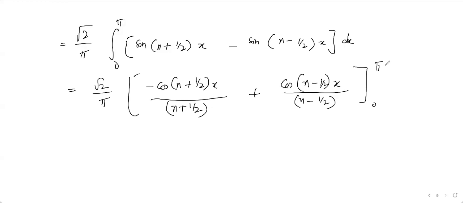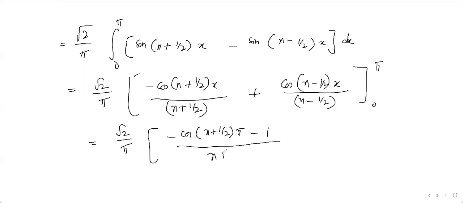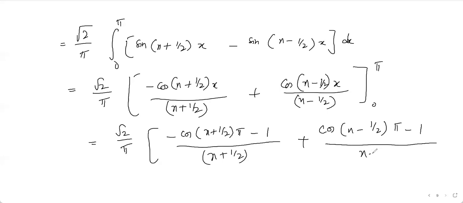Now let us substitute x as pi and 0. So this will be root 2 by pi times minus cos of (n plus 1 by 2) pi minus 1, divided by (n plus 1 by 2), and this is plus cos of (n minus 1 by 2) pi minus 1, divided by (n minus 1 by 2).